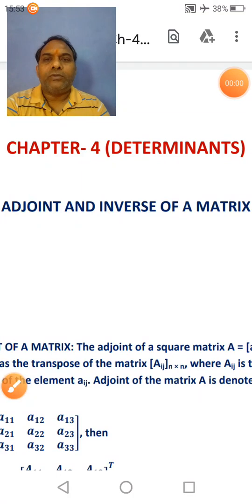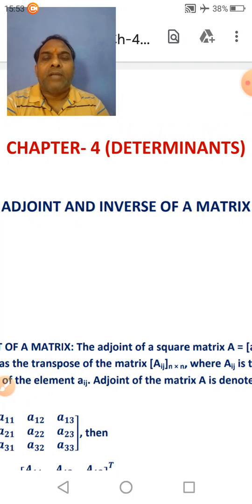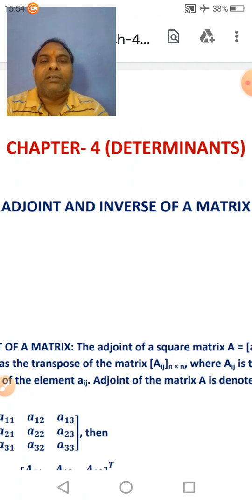Good morning, students. Now in chapter 4, determinants, the next topic is adjoint and inverse of a matrix. In the previous chapter on matrices, we studied the inverse of a matrix by elementary transformation. Now in this topic, we are going to learn to find the inverse of a matrix by the adjoint of a matrix.